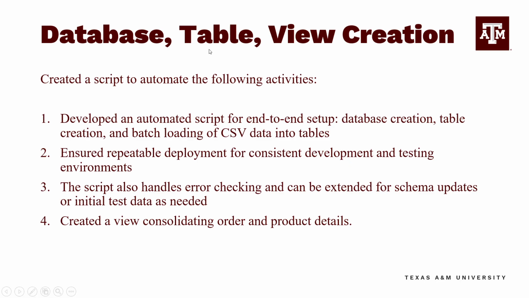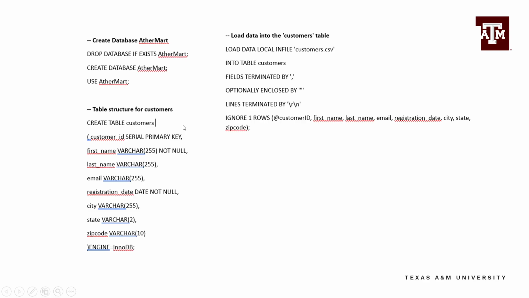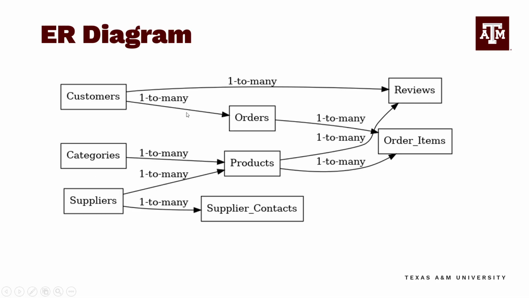And the third step is database table and view creation. So I have developed an automated script which will ensure database creation and table creation for all the 7 CSVs that Professor G provided, and also view creation. This view will consolidate the order and product details of the e-commerce platform. So this is a small example snippet of how I created the database, and then how I created tables inside that database, for example the customer table, and then loaded the data into the customer table.